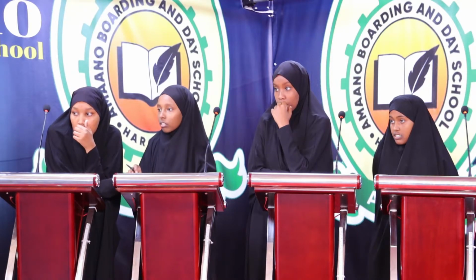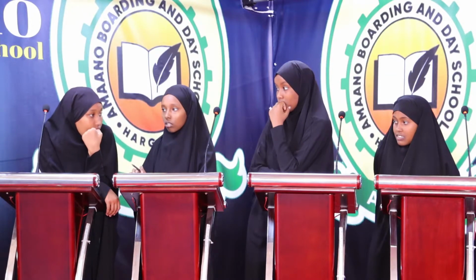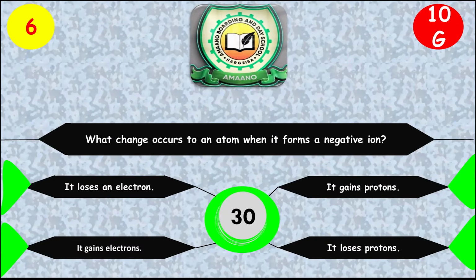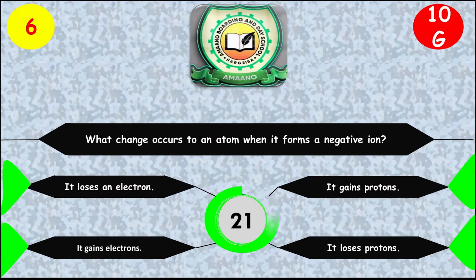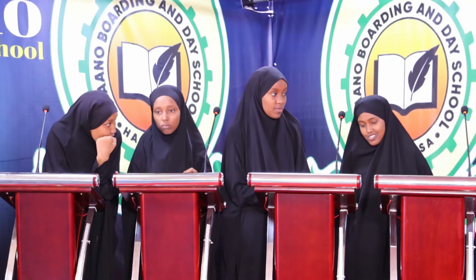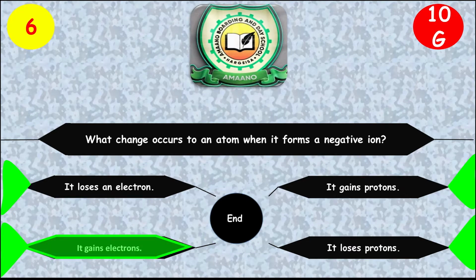Girls, which questions are left? 5, 6. Choose one. Question 6. What change occurs to an atom when it forms a negative ion? It loses an electron, it gains protons, it gains electrons, it loses protons. Gains electrons. That's correct. 5 points to the girls.